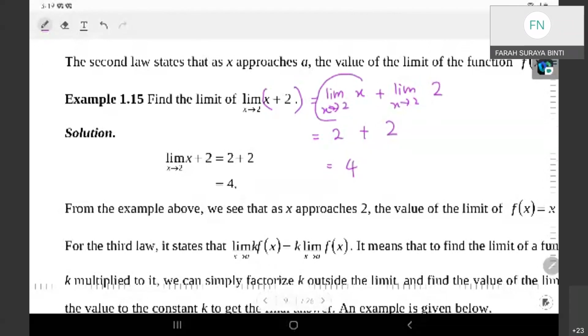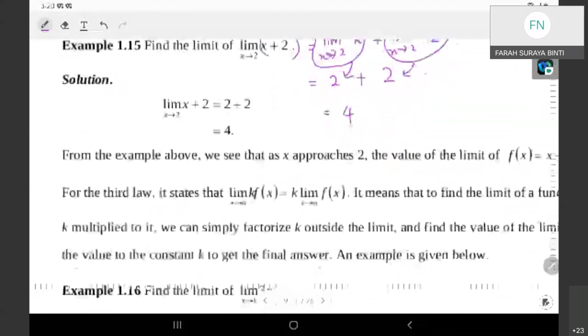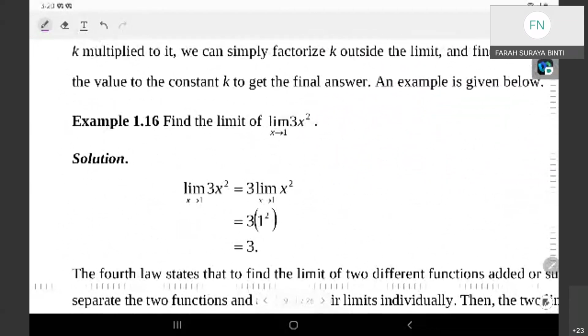Okay, ini law number berapa tadi? Number 2. Ini law number 1. Apply dapat nombor ni, apply yang dapat jawapan ni. Okay, tengok yang ni pula.